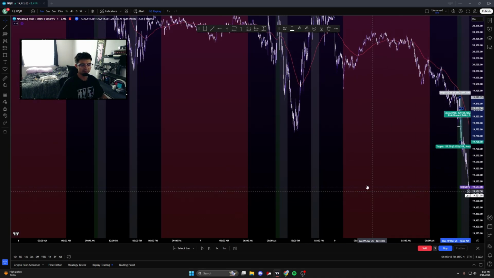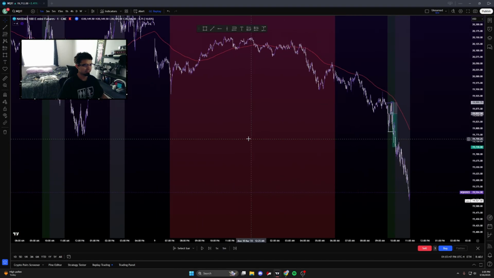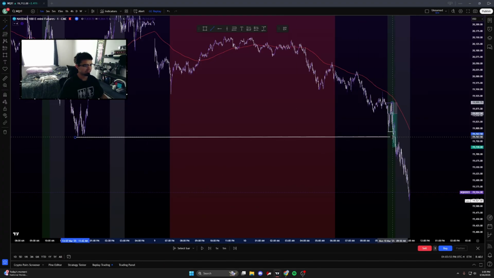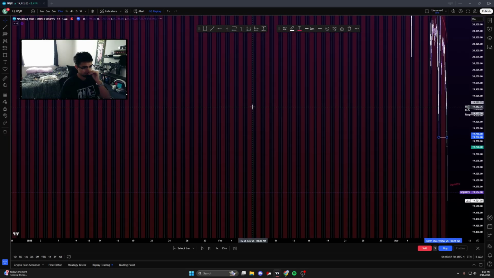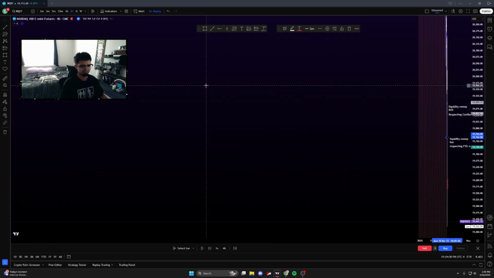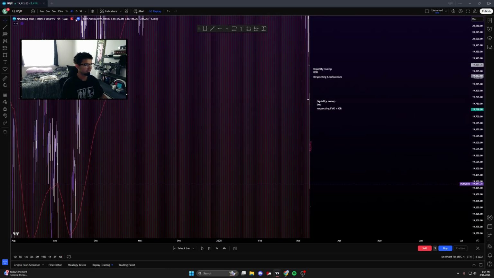Or we can zoom out and see that, hey, we have an even lower level right here. Or we can zoom out to an even higher time frame and see that we have lower levels all the way from over here. Even if it's from so many months back, it's still a low and still a level of liquidity. Don't ever forget that.